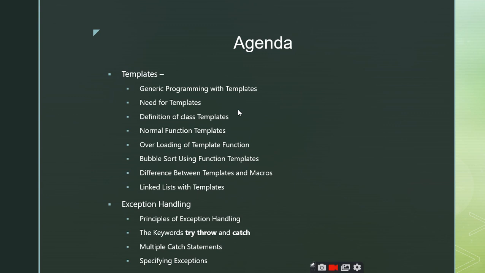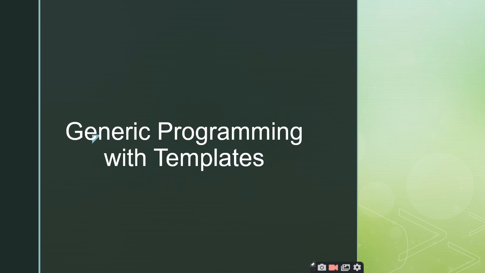And in the second part, that is in the exception handling, we will discuss the major principles that are involved in the exception handling. What are the keywords that are involved, like try, throw and catch, and can we implement the program with multiple catch statements, and how to specify some exceptions. All these things we will discuss in the concept of exception handling, right? So let us start our discussion with generic programming with the templates.